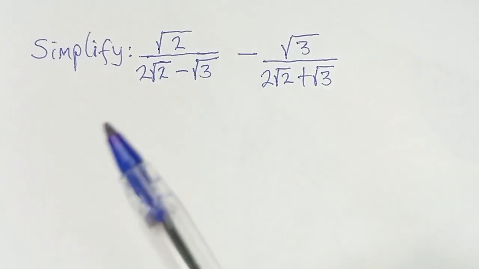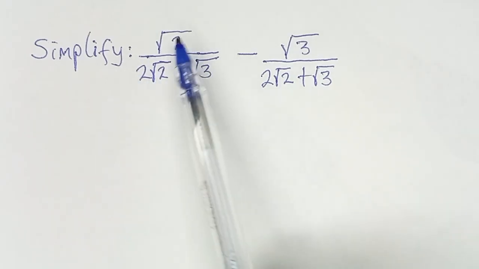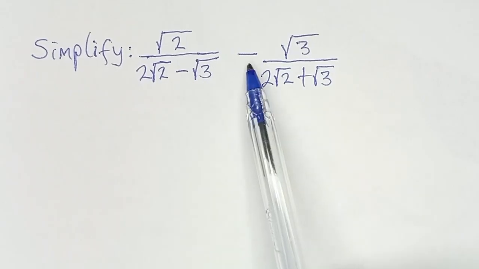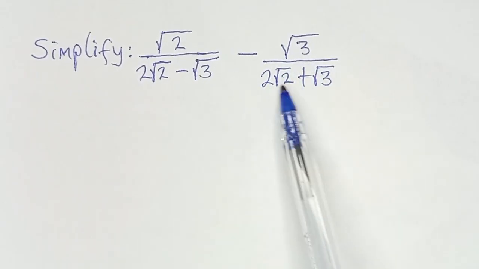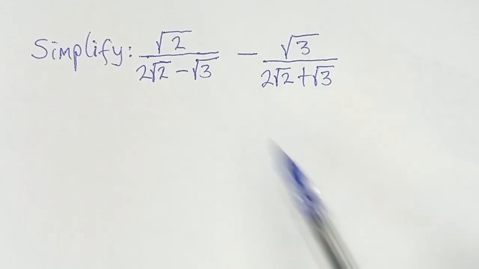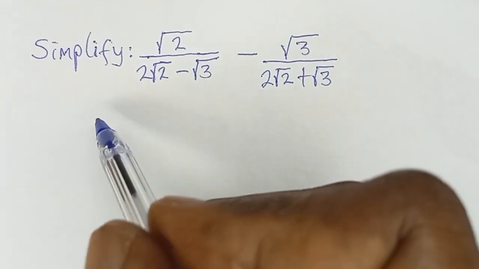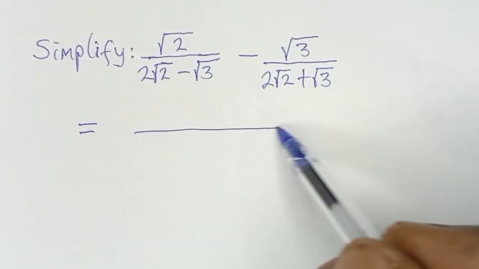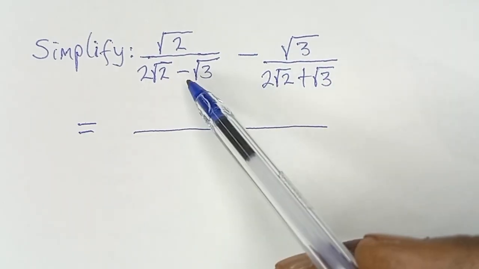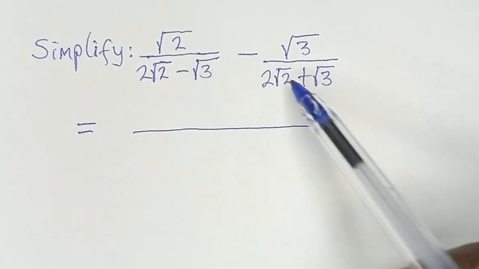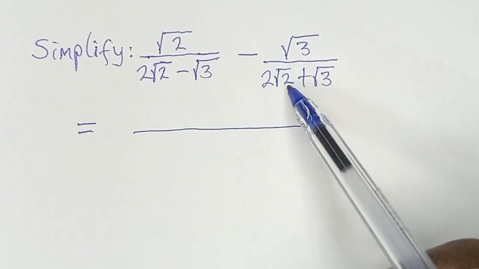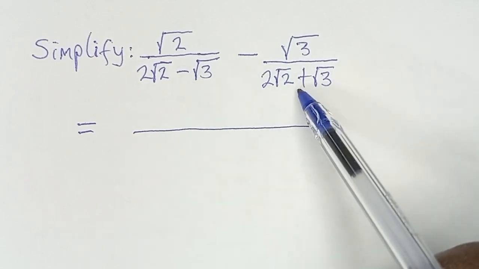Now the question here says simplify root 2 over 2 root 2 minus root 3, minus root 3 over 2 root 2 plus root 3. Now for us to solve this, I would just like us to go by the way of fraction. Let's first of all take the LCM of these two terms. The LCM is just to multiply them together. Since they are different terms, just multiply them together.